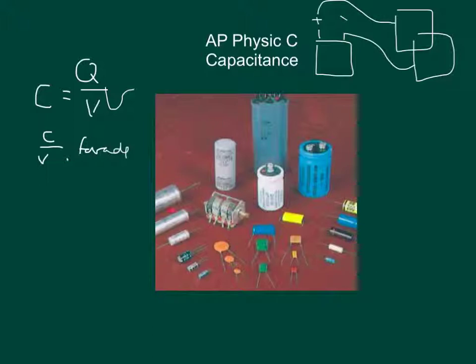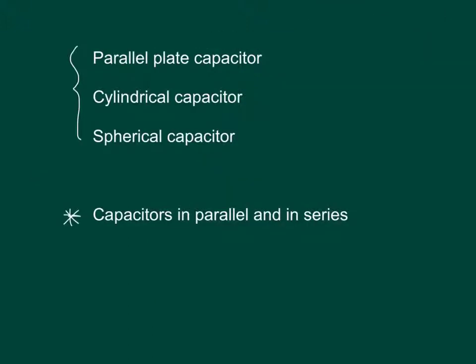As the photo illustrates, all of these are examples of capacitors, and they have different geometric shapes. Later on, we will discuss how different geometric shapes can change the capacitance value. In this video I will address three types of capacitors: the parallel plate capacitor, cylindrical capacitor, and spherical capacitor. I will also talk about capacitors in parallel and in series circuits.